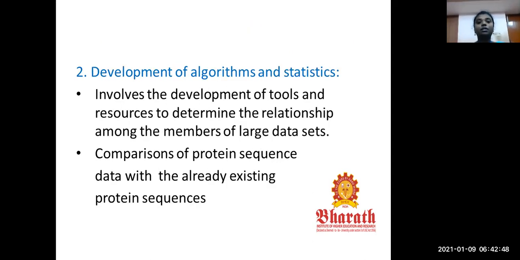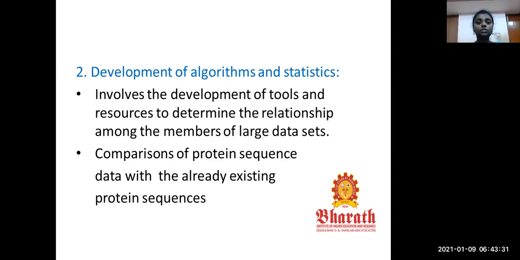The second component is development of algorithms and statistics. It involves the development of tools and resources to determine the relationship among the members of large data sets, and also to compare protein sequence data with already existing protein sequences. If we identify a new protein, we may not be clear about its sequence. In such a case, we can compare the new protein sequence to the already existing protein sequences. This is also an important thing.